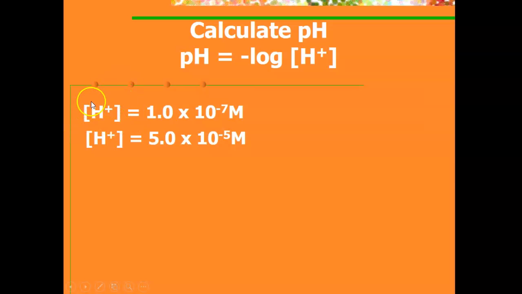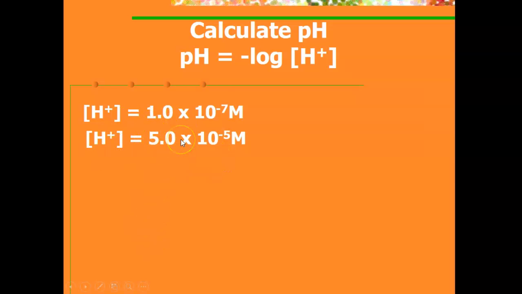So if you look right here, you see brackets, you see H plus, and in the formula, it requires negative log and then hydrogen ion concentration. So all you're going to do is plug in a value. So you're going to get your calculator, you're going to hit negative log. You should see a parenthesis sign pop up. You're going to enter in your concentration.